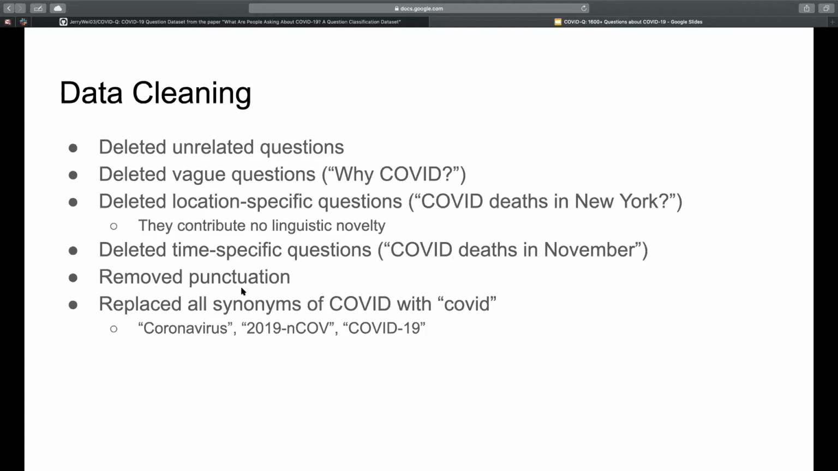In terms of keeping our data set consistent, we removed punctuation, and we also replaced all synonyms of COVID with COVID. So what that means is that we looked for all instances of other ways of saying COVID. So that's going to be words such as coronavirus, COVID-19, 2019 nCoV, and then we replace them just with COVID. And again, that's just to try to keep our data set as consistent as possible.